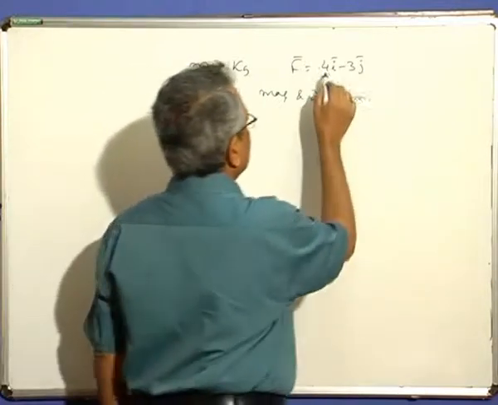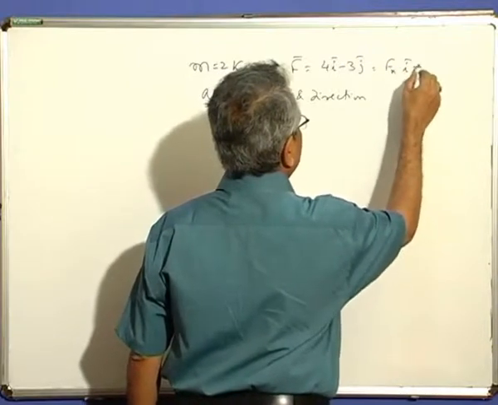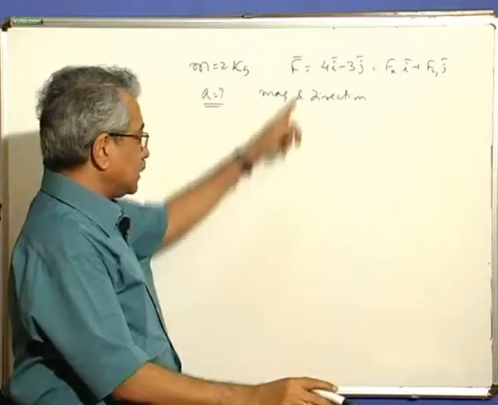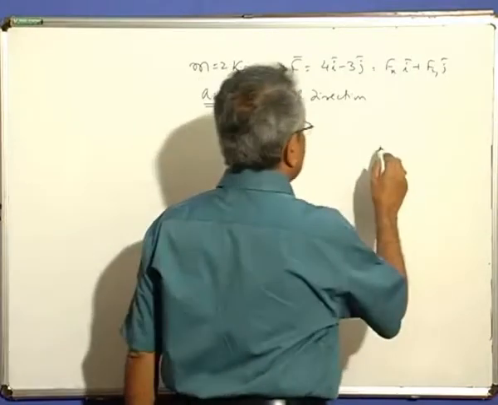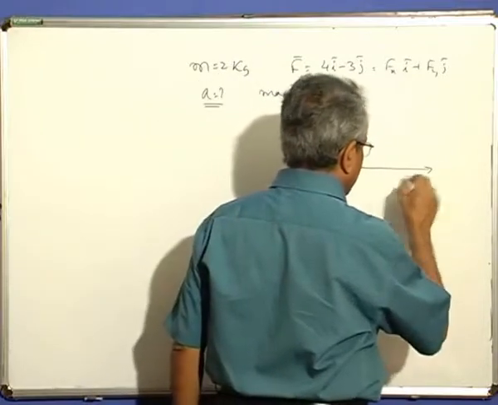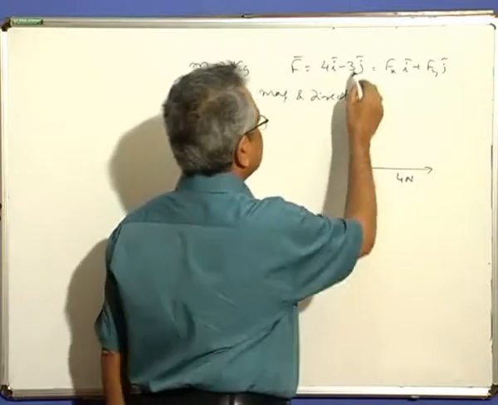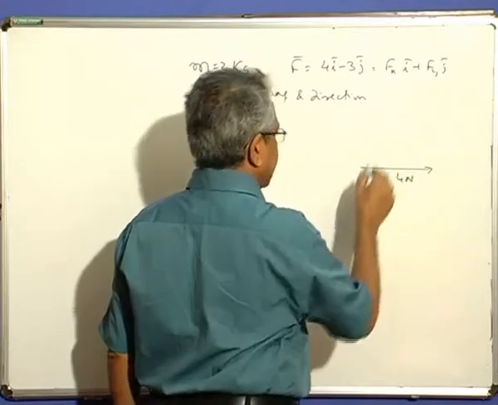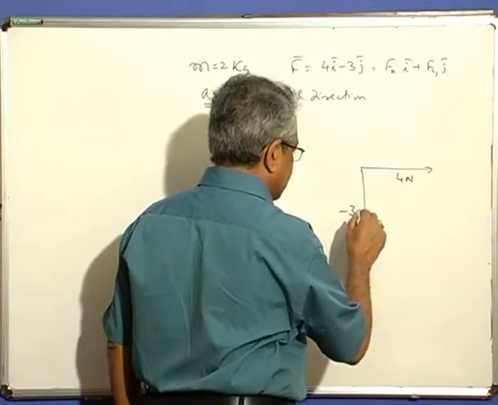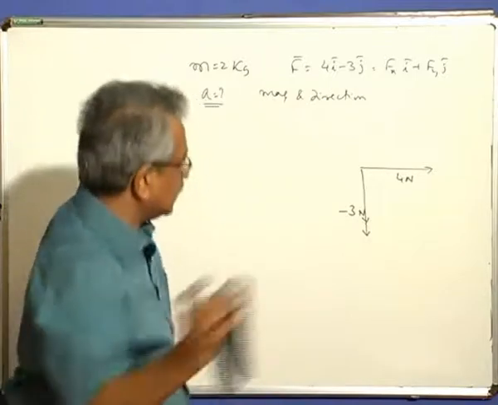This is like Fx i plus Fy j. Now, you can see the force has two components. One is along the x axis with 4 newtons, and another with minus 3 in the y direction. Minus 3 means it is like this, minus 3 newtons there, suppose, like that.